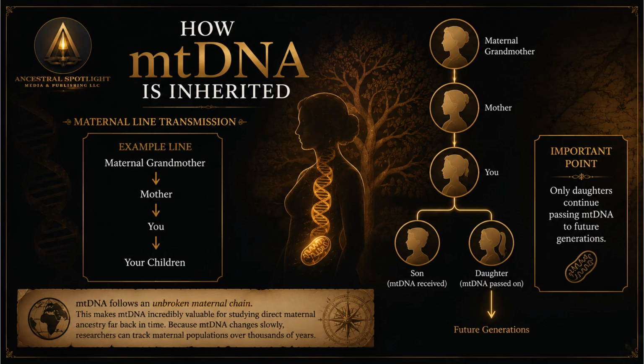mtDNA follows an unbroken maternal chain. Your mtDNA came from your mother, her mother before her, and so on. This makes mtDNA incredibly valuable for studying direct maternal ancestry far back in time. Because mtDNA changes slowly, researchers can track maternal populations over thousands of years.